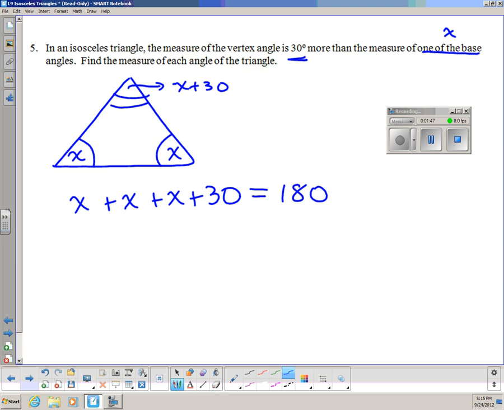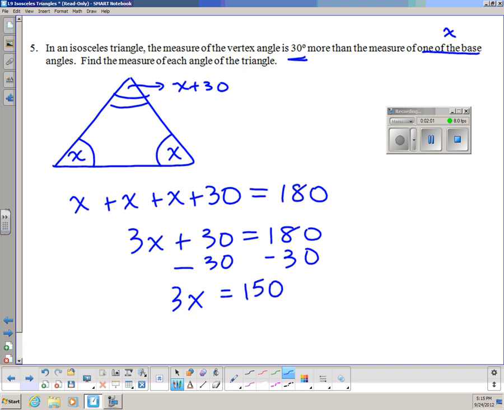So now we have x plus x plus x is 3x plus 30 equals 180. Subtract 30 on both sides. 3x equals 150. Divide by 3. And so x is 50.